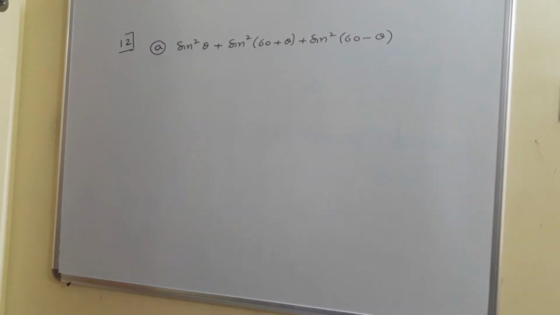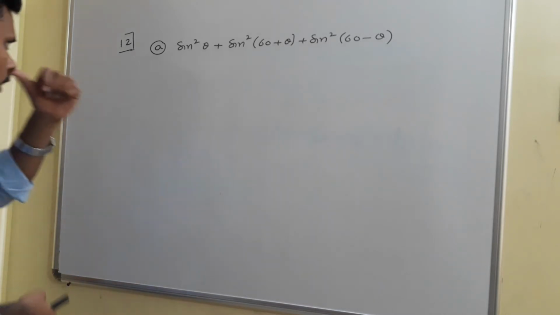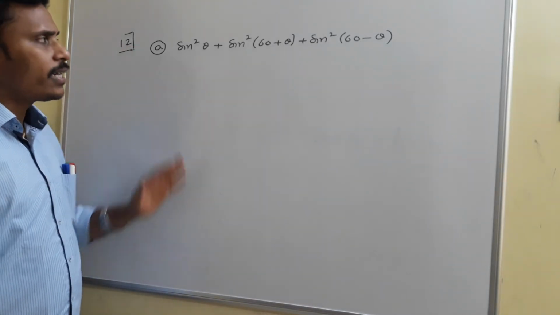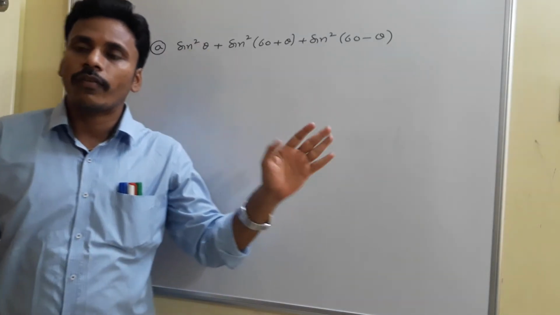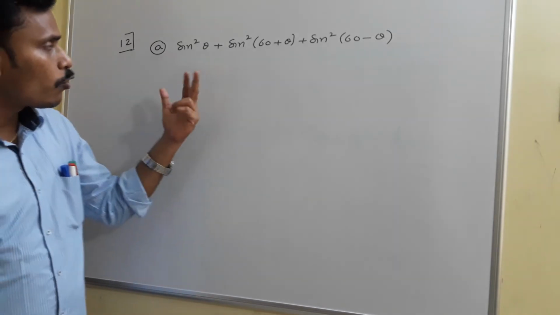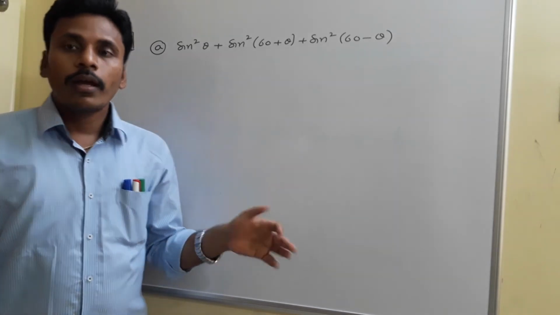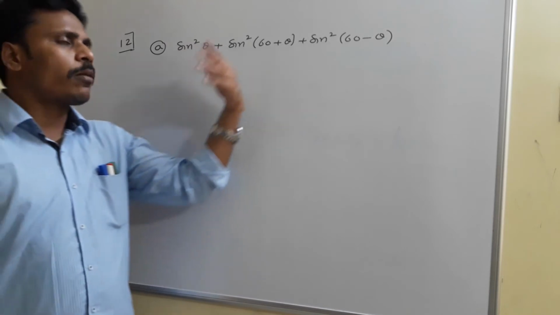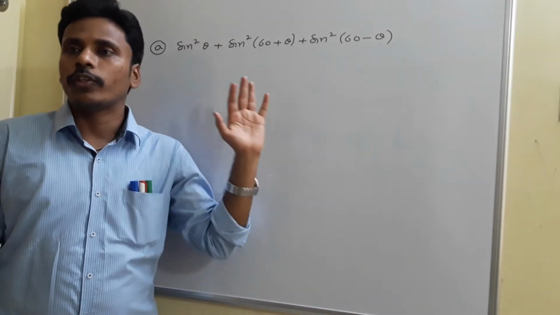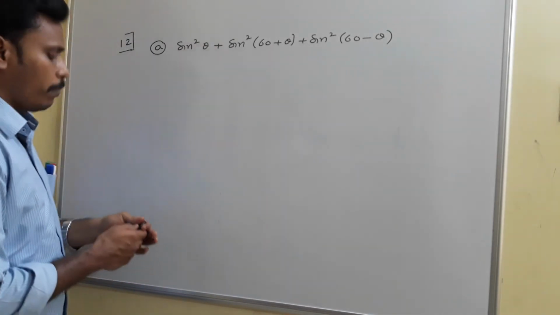And then in 12th problem, we need to find out its value. See, irrespective of theta, its value is a constant. That constant value we need to identify. If you have that constant value, you can take any value in the place of theta and say the result as that one without solving, okay? First of all, we need to simplify it.